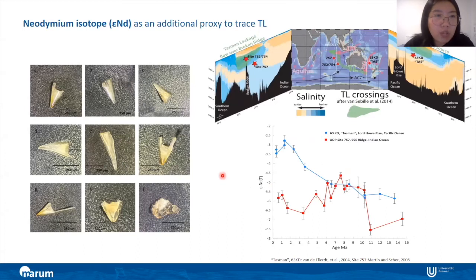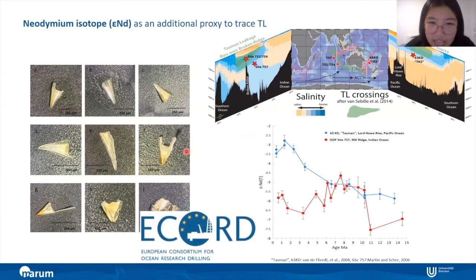And I also would like to say something about the neodymium isotope. Although this proxy wasn't included in the original project proposal, I will have it as a side project. I encountered these beautiful, well-preserved fish teeth when I was picking benthic foraminifera, and those can be used to measure the neodymium isotope, which also serves as a water mass tracer that can help me to differentiate between the Tasman leakage and AIW. And also thanks to eCord, I got funding to test them next summer at Barcelona University.